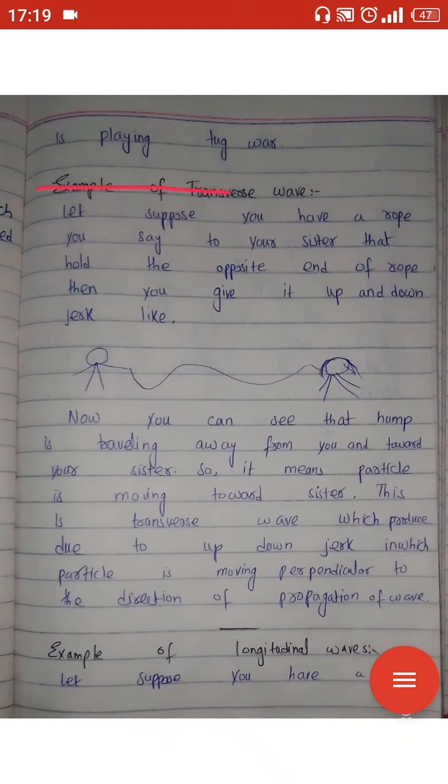Example of transverse wave. Let's suppose you have a rope. You say to your sister, who is holding the opposite end of the rope, and then you give it an up and down jerk. Now you see that the hump is traveling away from you and toward your sister. So it means the particle is moving toward the sister, and this is a transverse wave, produced due to an up and down jerk, in which the particle is moving perpendicular to the direction of the propagation of the wave.